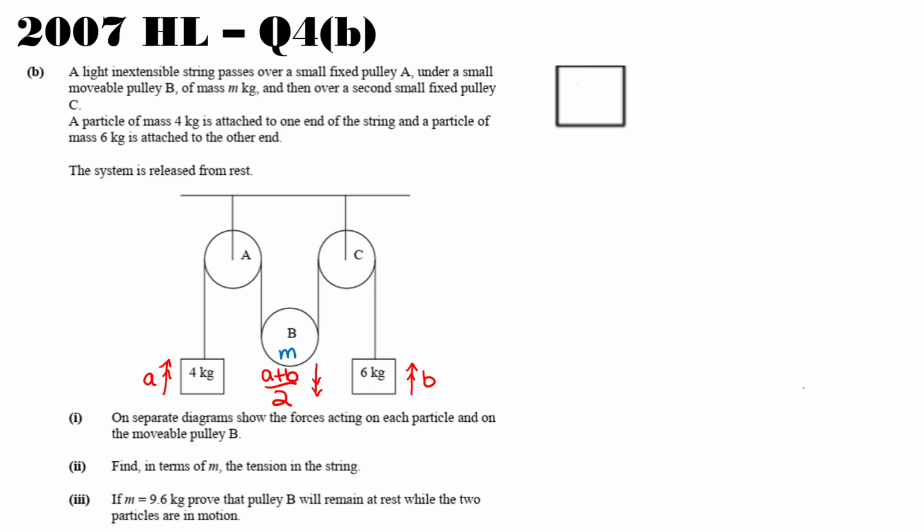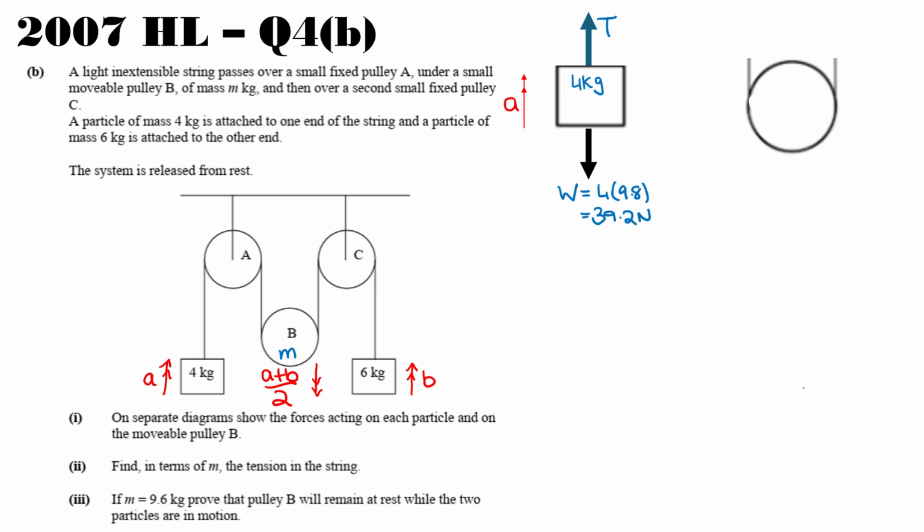So let's start with our first one, which is our 4 kg mass, and we always have weight. So weight is equal to mass 4 times gravity, 9.8, which is going to give us 39.2 newtons. We then have a tension that's pulling it up, and we've said that that direction of motion is upwards with an acceleration of A. We then have our movable pulley B that has a mass M. So there's my B, and it has a mass M. So it has a weight pulling it down. Its weight is mass times gravity.